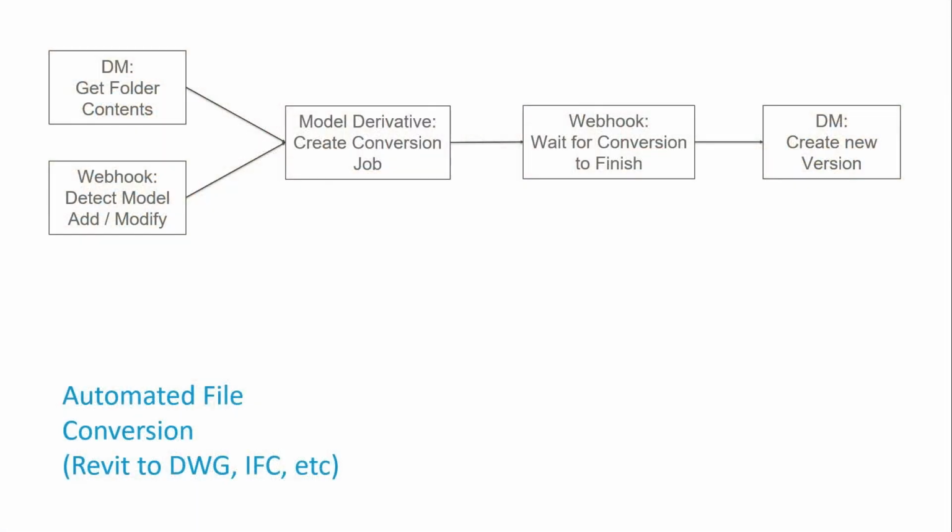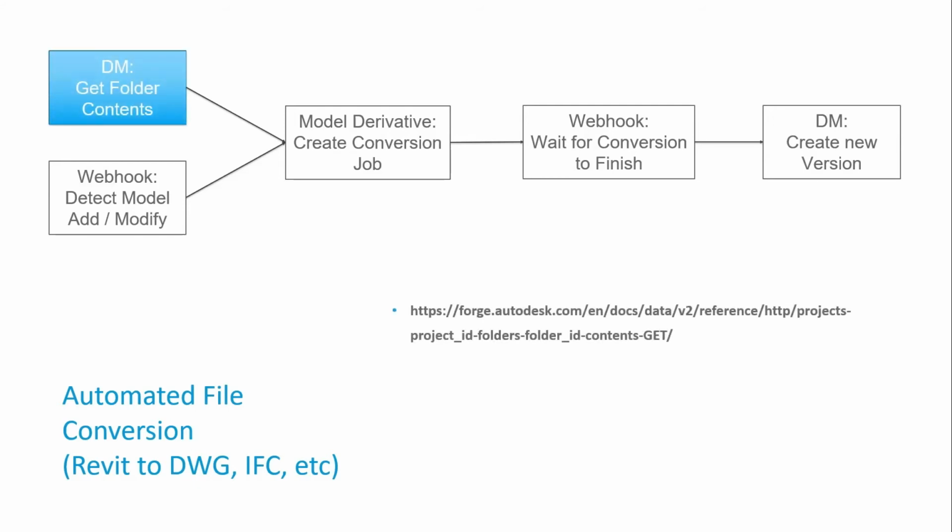To get around this, we use the Model Derivative API. And we make it so that the latest Revit file in BIM 360 document management always has an IFC file next to it. First, we use the Document Management API to get all the folders in a project, and we look in them for Revit files.